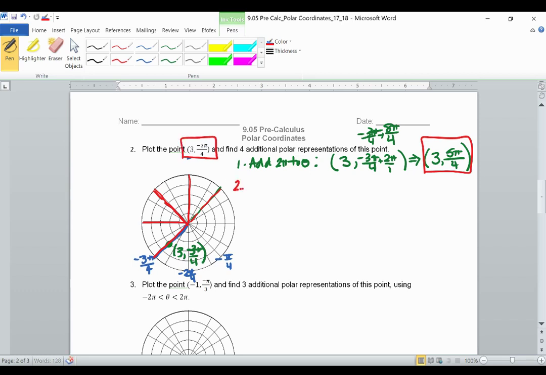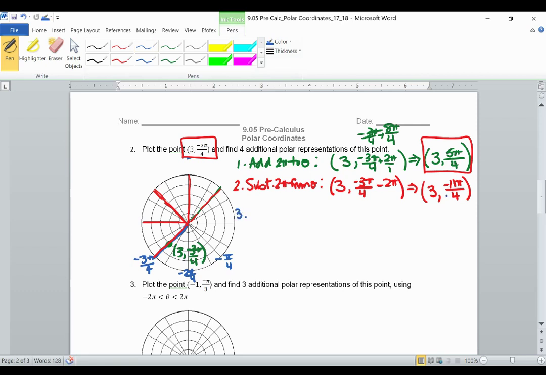Number 2, let's subtract 2 pi from theta. So we keep r the same, and this time we'll take negative 3 pi over 4 minus 2 pi. So again, you could do that negative 3/4 minus 2 in your calculator, or negative 3 minus 8, because we said 8 pi over 4 is the same as 2 pi. And that leaves me with 3 and negative 11 pi over 4.